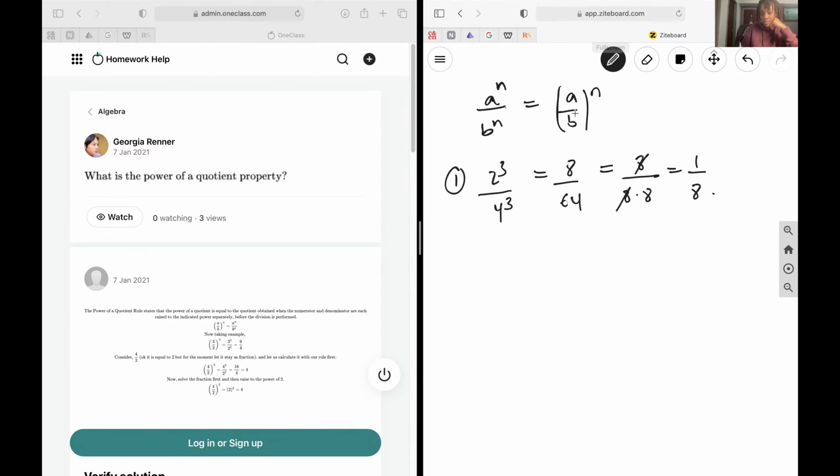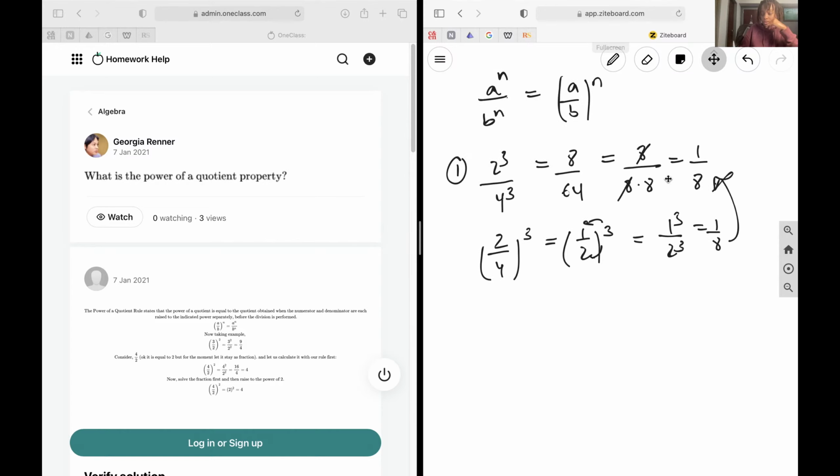If I had used this form, that would become 2 over 4 cubed. 2 over 4 can be simplified to 1 over 2 cubed. Apply those cubes independently, and it'll become 1 cubed over 2 cubed, which is 1 over 8. So this equality does hold. Let's just do a couple more.